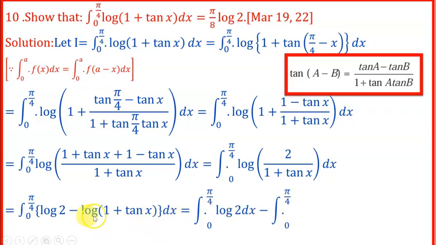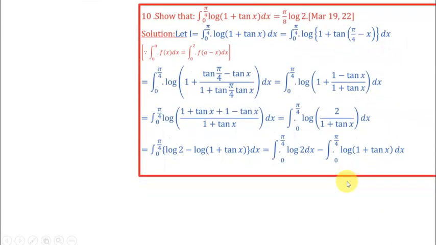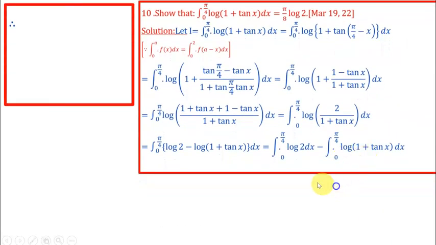(1 plus tan x) dx. Next, integral 0 to pi by 4 log of 2 dx minus integral 0 to pi by 4 log of (1 plus tan x) into dx. This is nothing but I repeating here. See this here, I is repeated. Therefore, our integral becomes log of 2, and the integral of this is x, that is log 2 into x, lower limit 0, upper limit pi by 4, and this is replaced by I here.